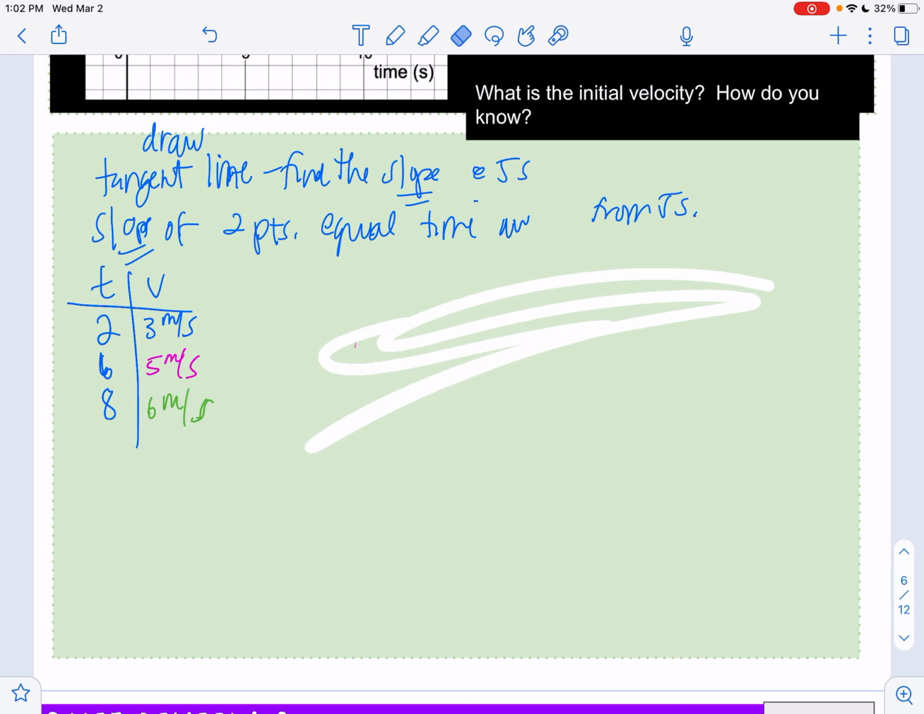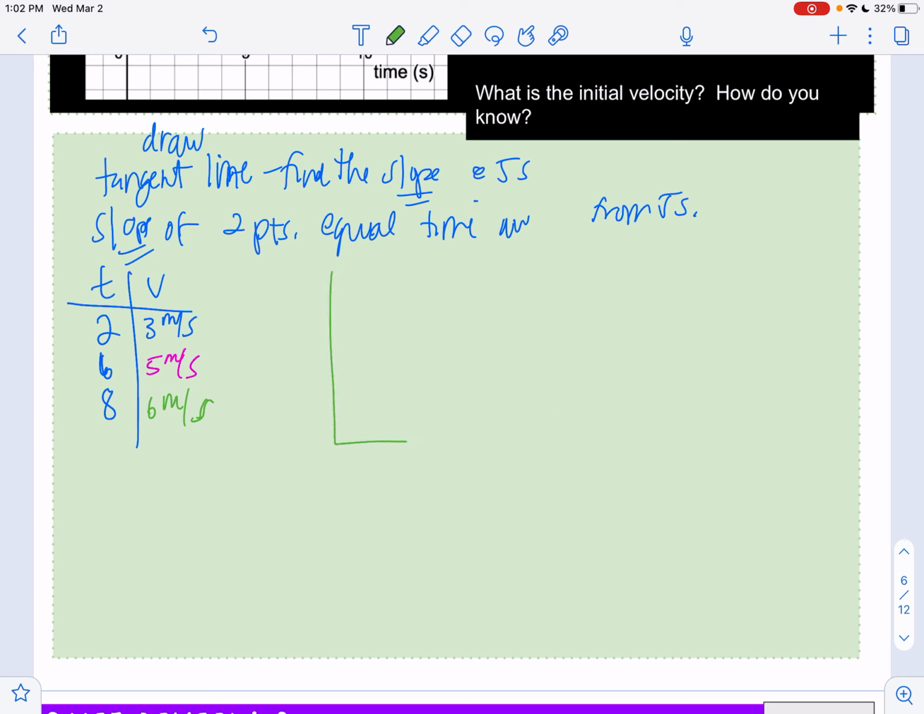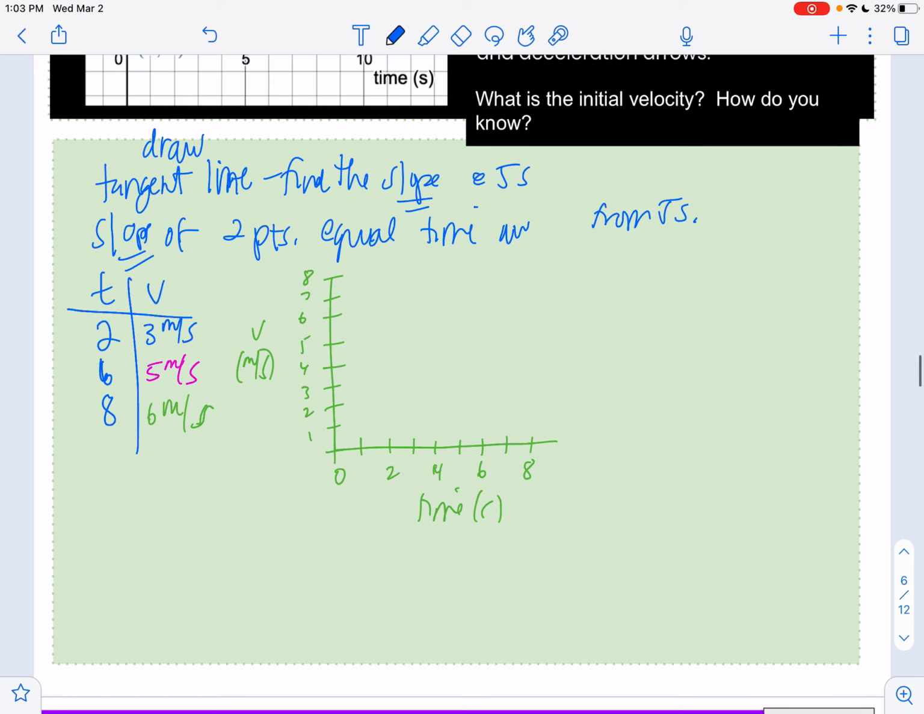Now I want to use those points to make my graph. So 0, 1, 2, 3, 4, 5, 6, 7, 8. On the test, you'll have it a little bit better. Make sure that you label this: this is the velocity, and this is the time. So let's look at what points we have: 2, 3, 6, 5, and 8, 6.